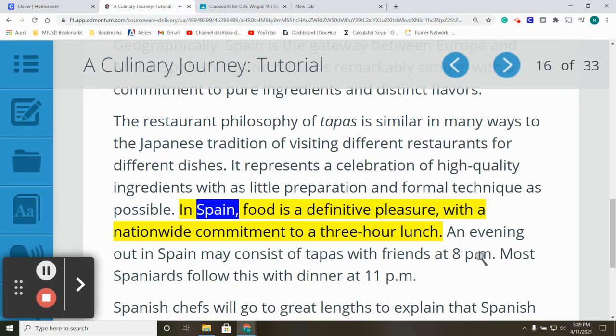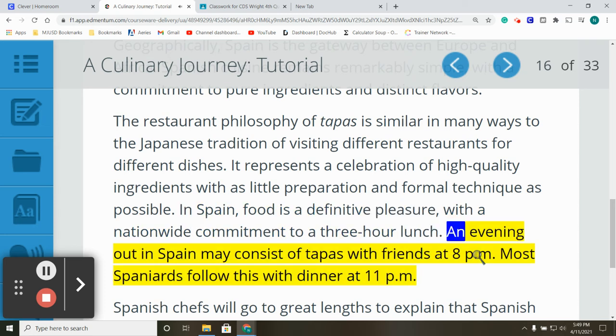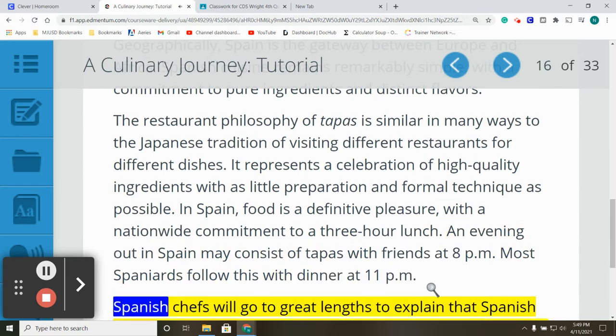In Spain, food is a definitive pleasure, with a nationwide commitment to a 3-hour lunch. An evening out in Spain may consist of tapas with friends at 8 p.m. Most Spaniards follow this with dinner at 11 p.m.